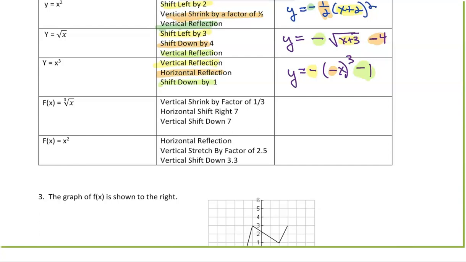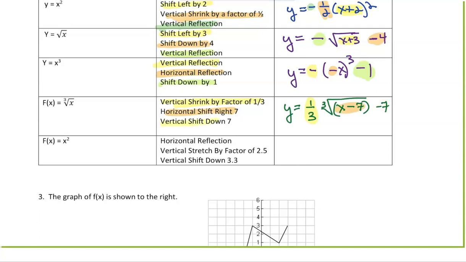Okay, so this one's a cube root. So I have y equals 1/3, and then here comes the cube root of x minus 7, and then it's going to be minus 7 outside. So let's see if we can figure out how I got what I got. Starting off with the vertical shrink by a factor of 1/3, that's this. Horizontal shift right 7, that's this. And lastly, vertical shift down 7.